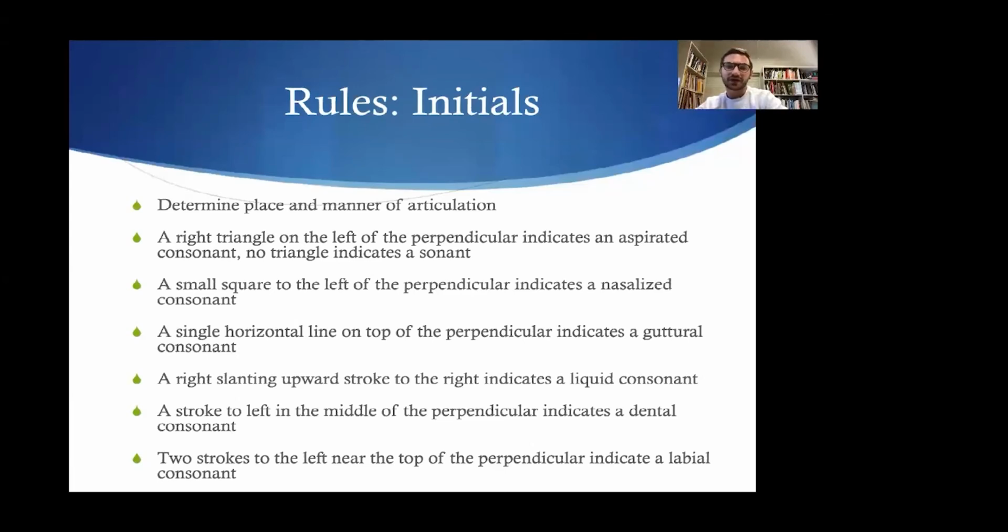A small square indicates a nasalized consonant. A single horizontal line indicates a guttural consonant. A right slanting upward stroke indicates a liquid consonant. A stroke to the left in the middle of the line indicates a dental. And 2 strokes to the left near the top indicate a labial consonant.